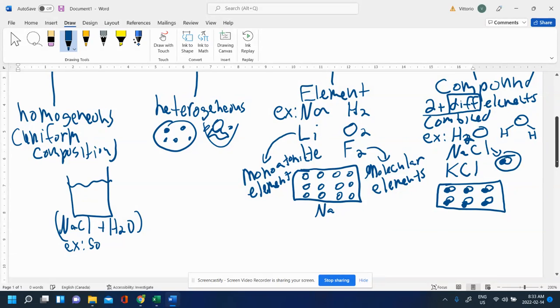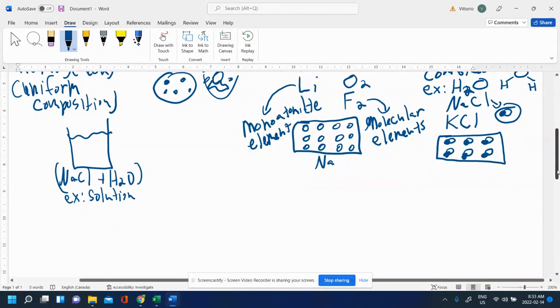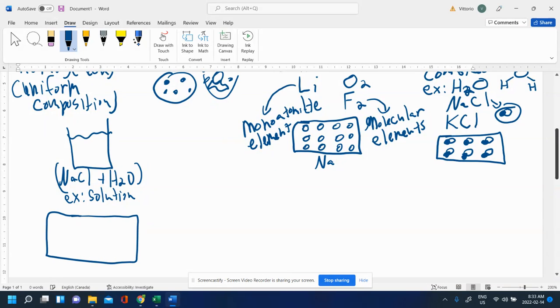A solution is when you can dissolve something in something else, and they dissolve perfectly into each other, and you can't see the different parts. So if I were to draw this as a box to show you the difference between a mixture and a pure substance, I'm going to draw some NaCl like I did over here, this same representation. So there's NaCl in this box, NaCl, NaCl, NaCl. And then I'm also going to add some H2O. H2O will just be drawn like this, a big circle and then two little ones like this.